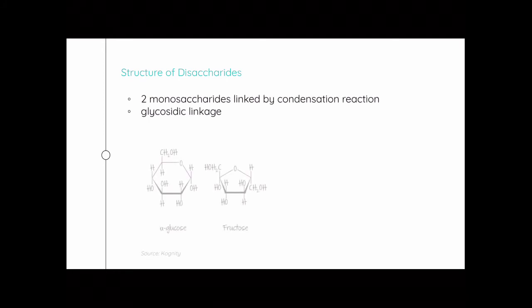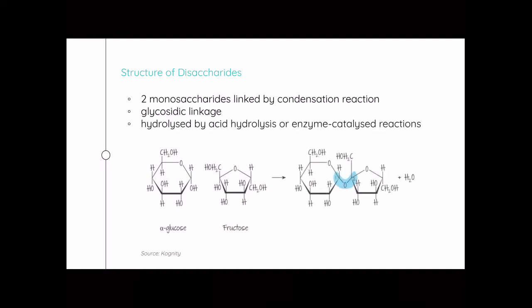Disaccharides are composed of two monosaccharides linked together in a condensation reaction. The reaction releases water when a hydroxyl group from each sugar reacts. The resulting bond is called a glycosidic linkage. Disaccharides are all soluble molecules that can be hydrolyzed into two monosaccharides by acid hydrolysis or enzyme catalyzed reactions.